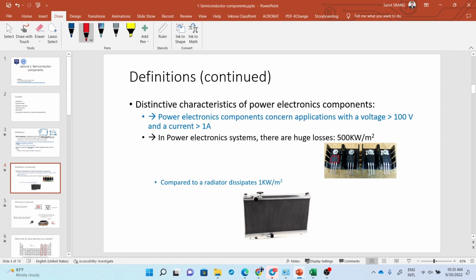If we compare with the radiator of a car, you know this? In front of the car, you open the cover at the front, you can see the radiator. Actually it can dissipate power of around 1 kilowatt per square meter.